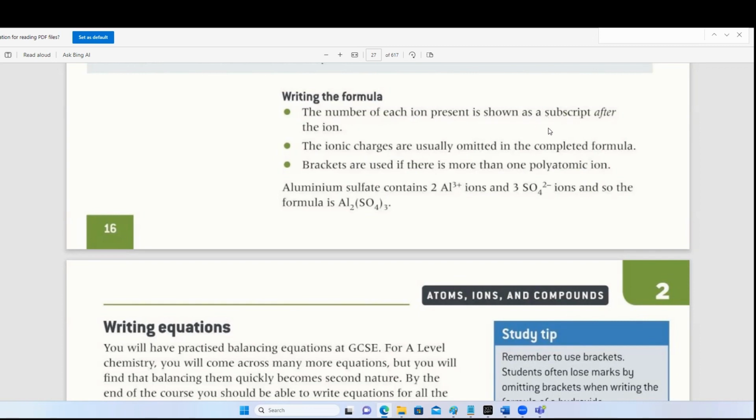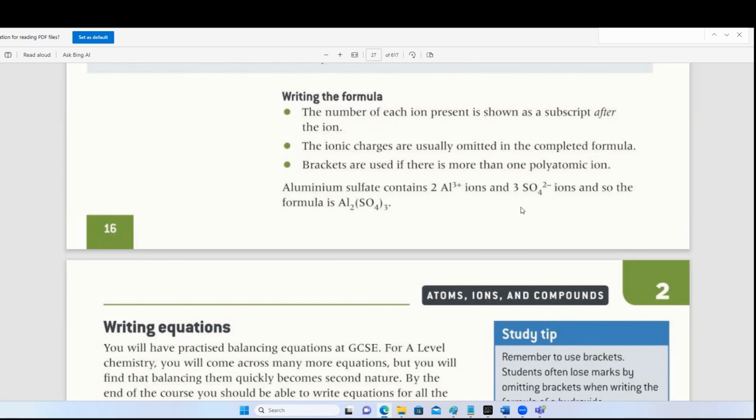So we always write, like if you have to say sodium sulfate, we have to write Na2 in the subscript just to show that there are two sodiums. The ionic charges are usually omitted in the completed formula. We never write the charge again. Like we knew that ammonium is NH4 positive and phosphate is PO4 3 minus. But we never write that 3 minus or NH4 positive on the top. We just omit that when we write the formula.